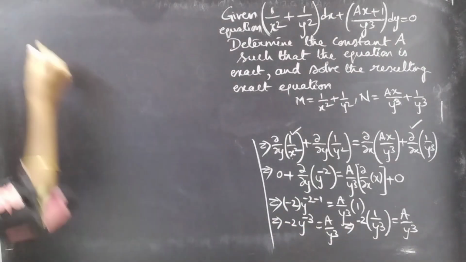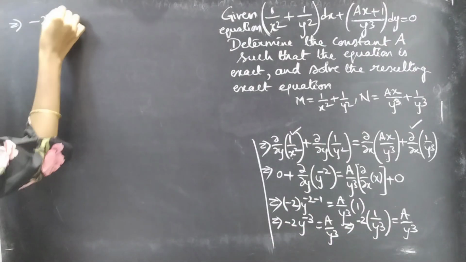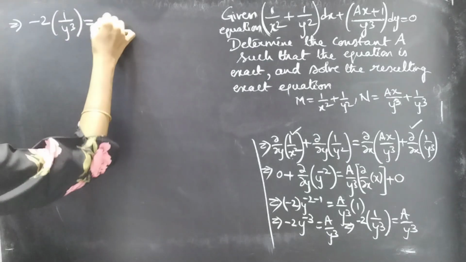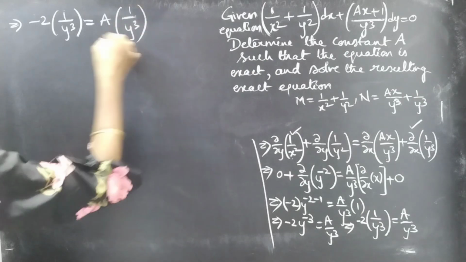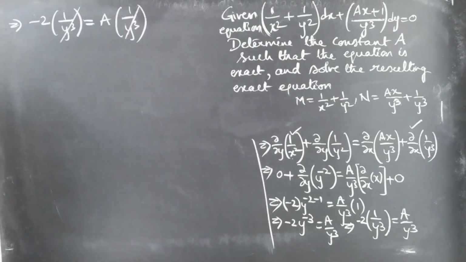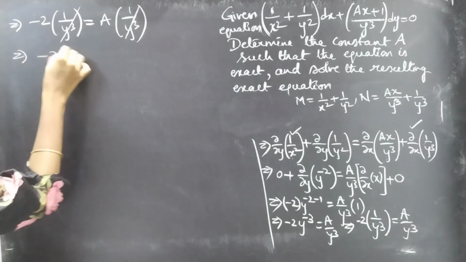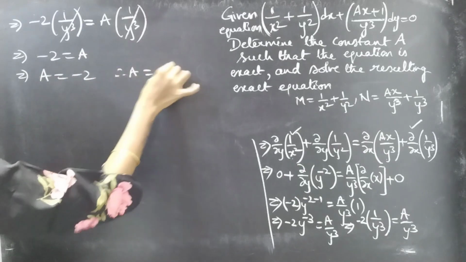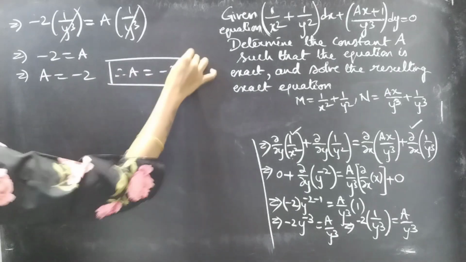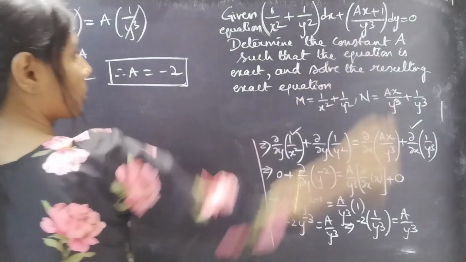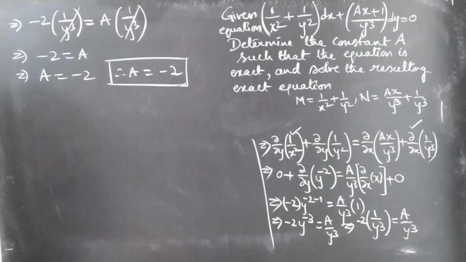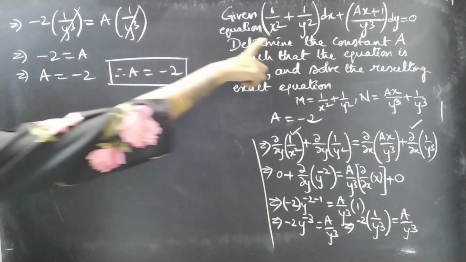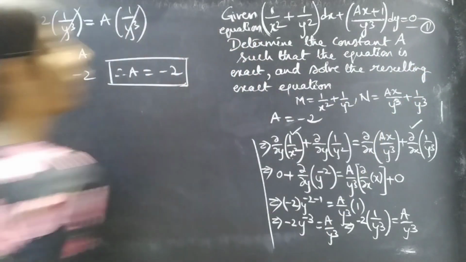Now we can write this equation as -2 times 1/y³ equals a times 1/y³. Cancelling 1/y³ gives us -2 = a, that is a = -2. So we got the value; we were asked to find the constant a, right? So we got a = -2. Now we need to substitute a in equation 1.